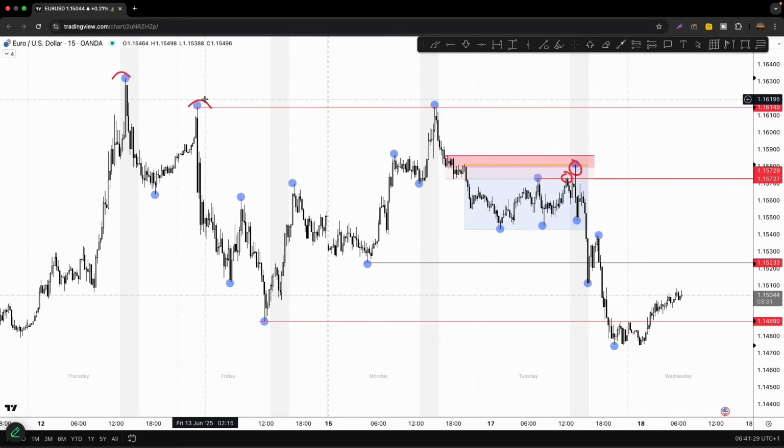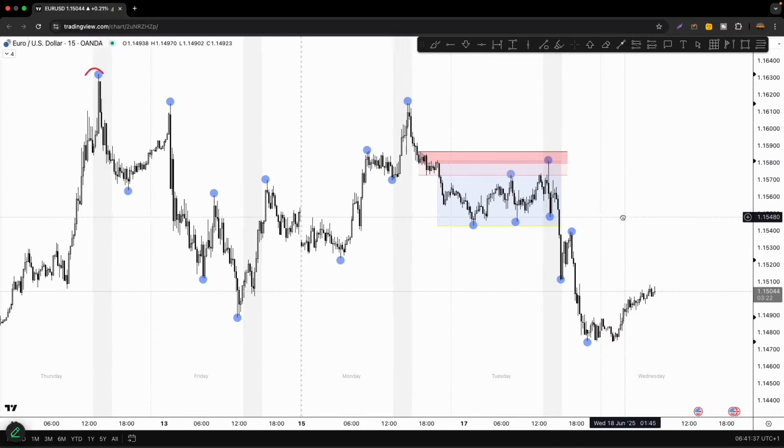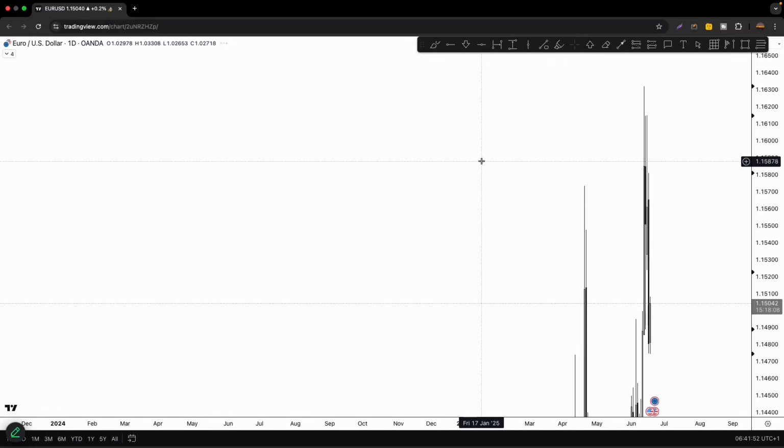Now we're going to go into the second concept, which is all about market structure. And of course, everyone trades market structure. So this is going to be my view on how I look for market structure and how I see it as extremely important when we're building our high probability trading ideas in the market. So first of all, we just need to go back to a higher time frame. Let's start on the daily chart.